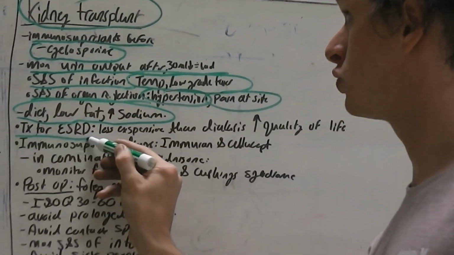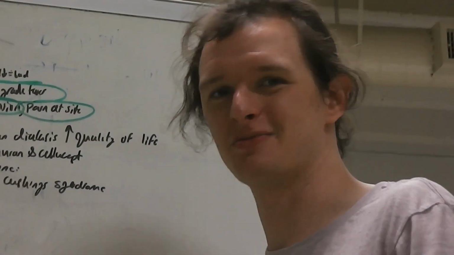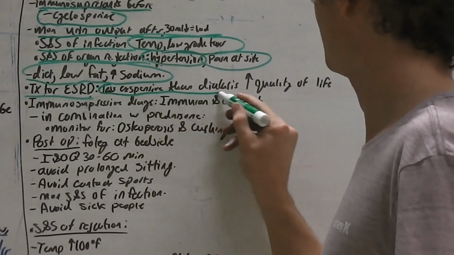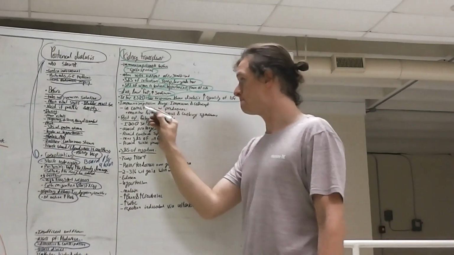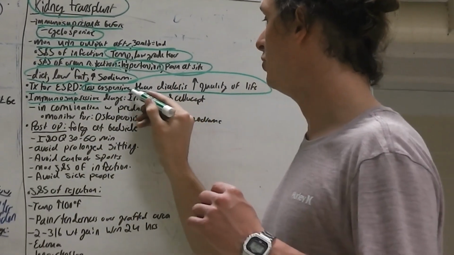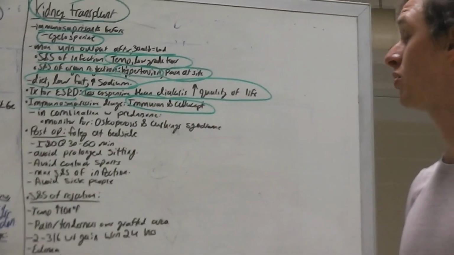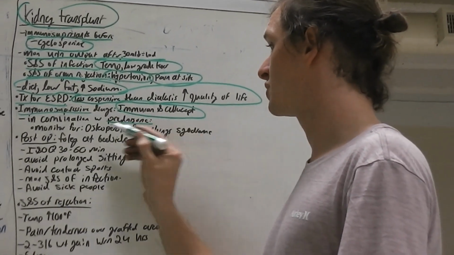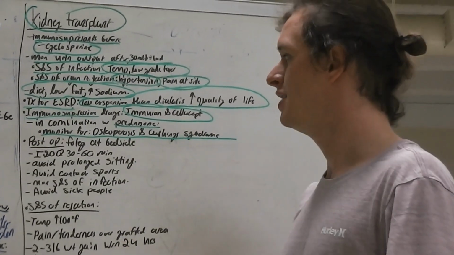Treatment for end-stage renal disease is kidney transplant. The benefits are that it's less expensive than dialysis, and we're going to have an improved quality of life. Now, immunosuppressants, according to the PowerPoint notes, are cyclosporine, Imuran, and CellCept. So remember: cyclosporine, Imuran, CellCept. This can be given in combination with prednisone, so we need to monitor for osteoporosis and Cushing's syndrome.